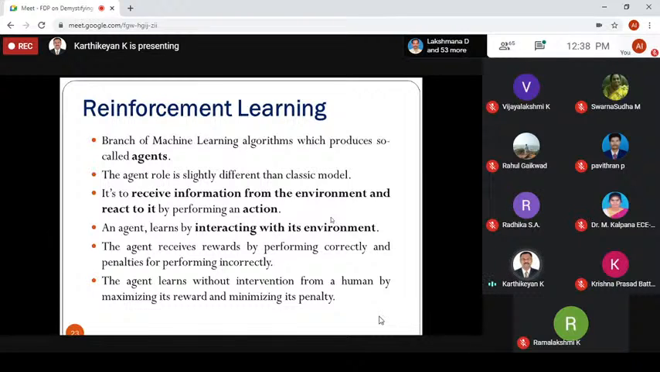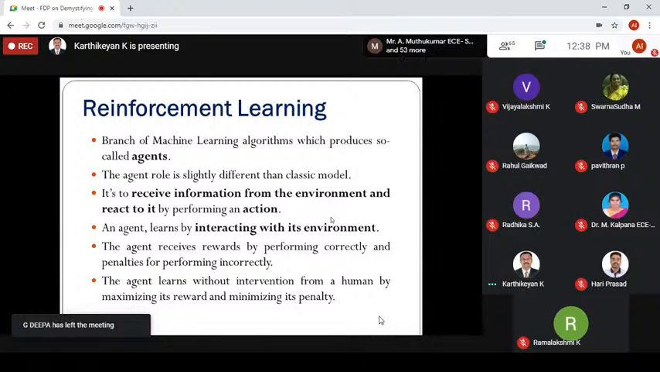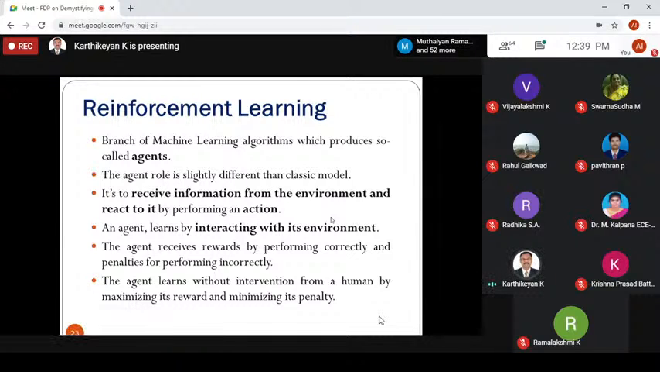The beauty of it is that the agent is learning without the intervention of the human, even though the environment is changing. How does it learn? By maximizing the reward and minimizing the penalty. Of course, optimization algorithms will also come into play, where they help the agent to maximize the reward and minimize the penalty.